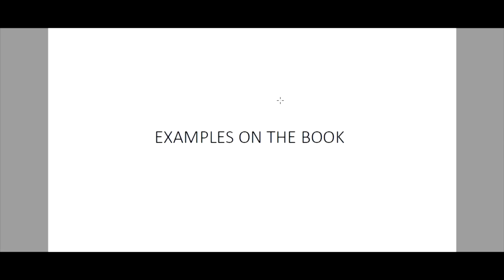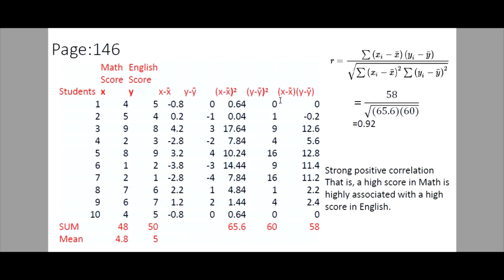So let's compare these. We'll get two examples from the book. On page 146 we have this. It's a comparison between the math score and the English score. First we'll be using this formula from the book.